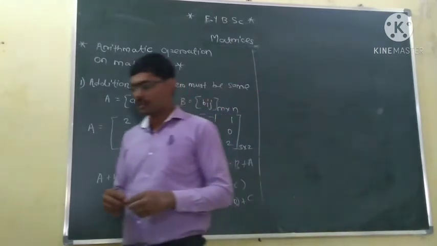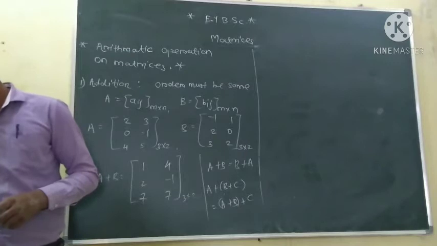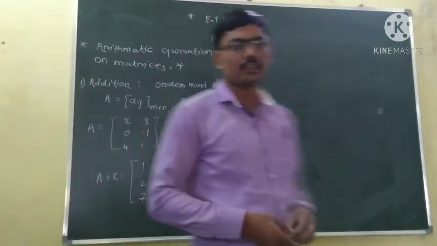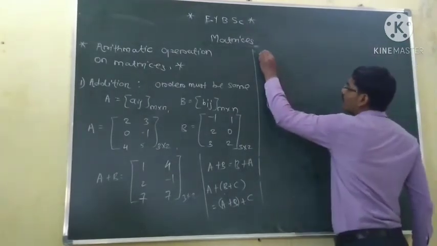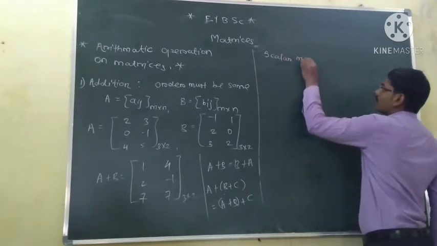Now we will go to another point which is called matrix scalar multiplication. Scalar multiplication. The next operation is scalar multiplication.